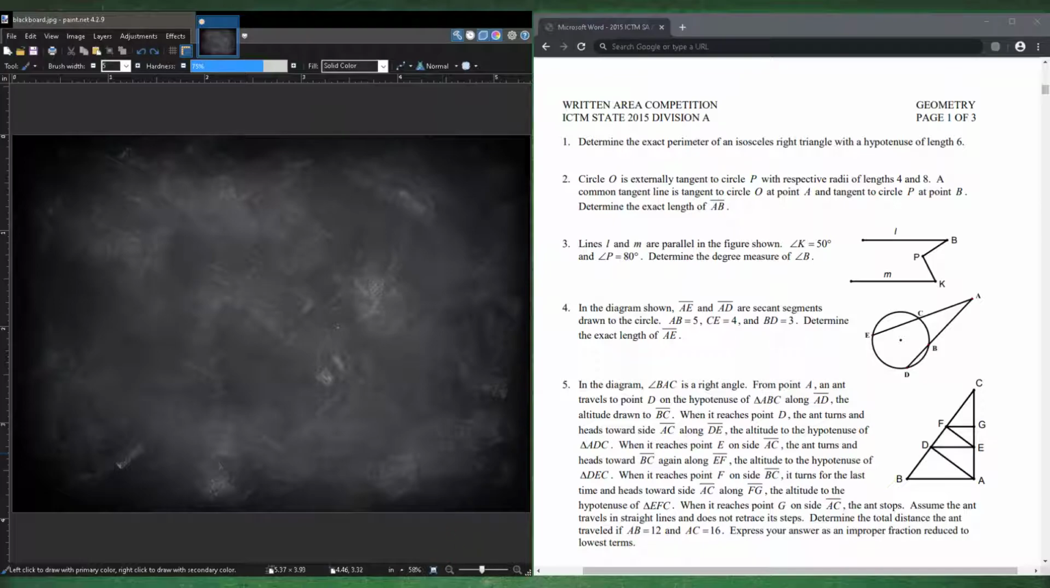Okay, cool. Number 2. Circle O is externally tangent to circle P with respective radii of length 4 and 8. A common tangent line is tangent to circle O at point A and tangent to circle P at point B. Determine the exact length of AB. Basically, they want us to find the length of the common tangent. So let's just draw a line.